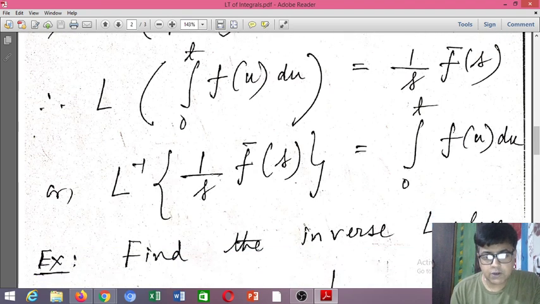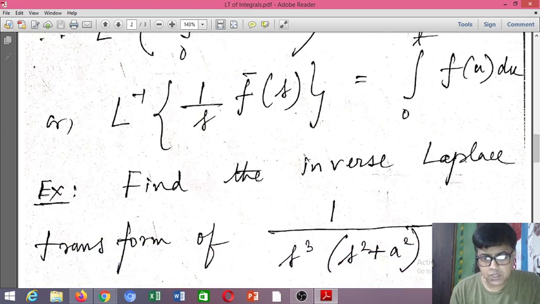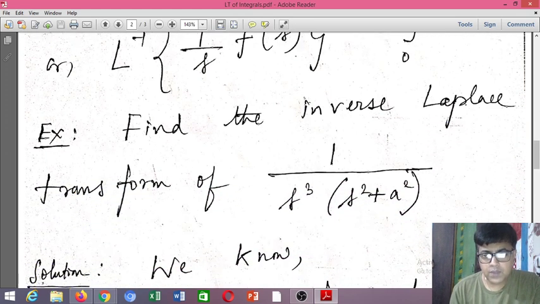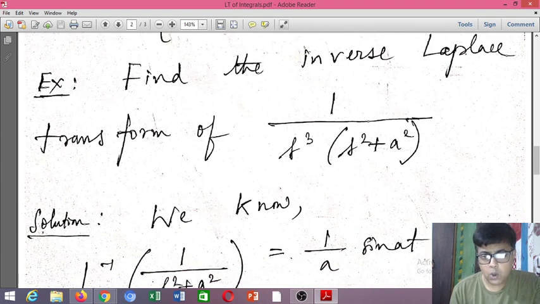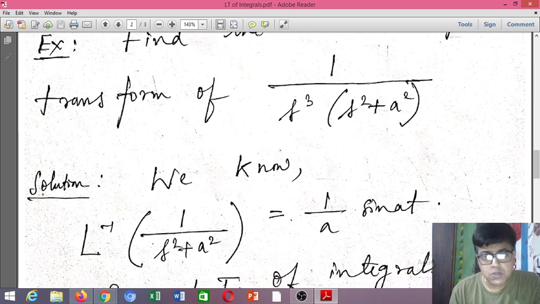Now on the basis of this property, let's do one problem. You're asked to find the inverse Laplace transform of 1 by s cube into s square plus a square. This problem may be done another way, but I will do it in the manner by which I can use the property I have just taught. Now how do I use this property here?